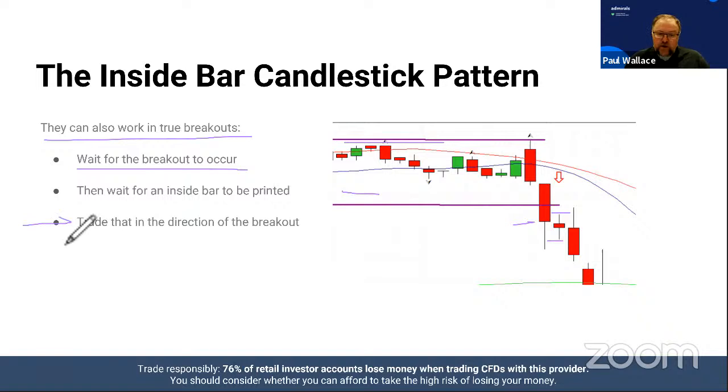And then we're looking to trade in the direction of the breakout. So in this particular case, we had a break of the level of support. Price breaks out of it, it closes beneath that level of support, and then the next candle is an inside bar. And so we'd be looking to trade in the direction of the breakout.